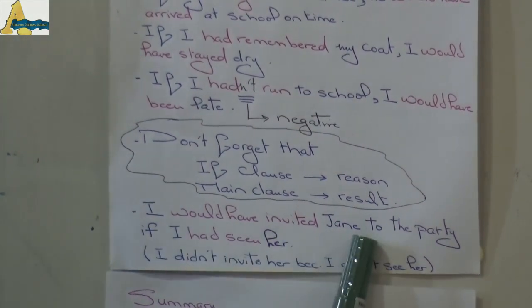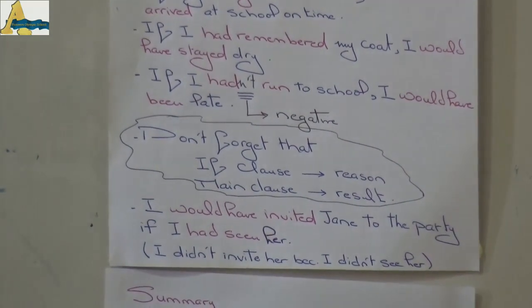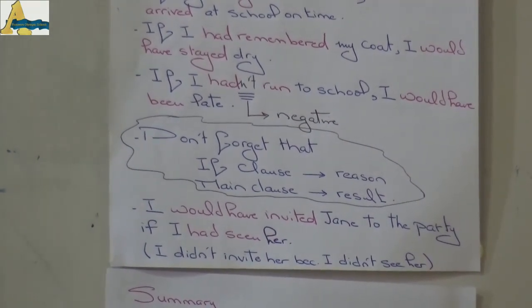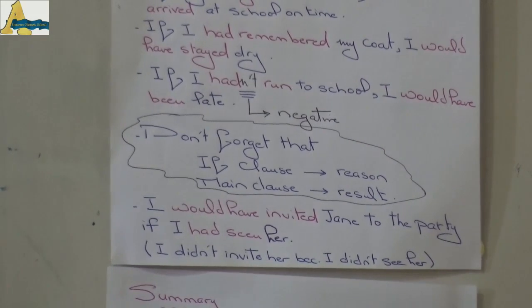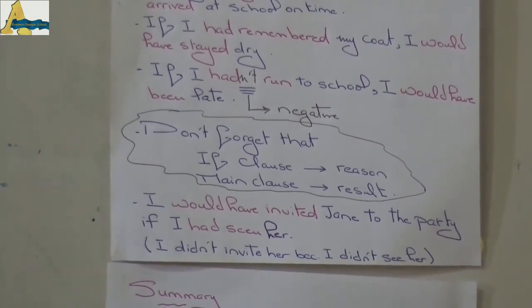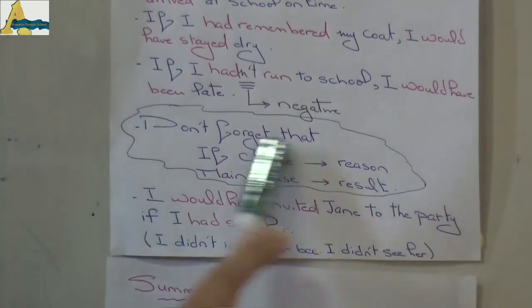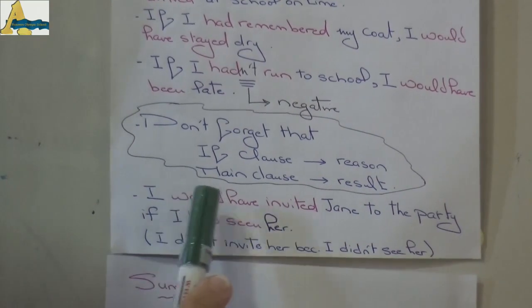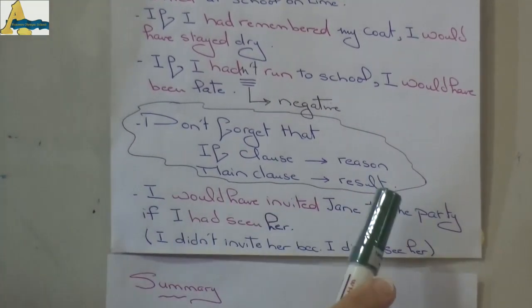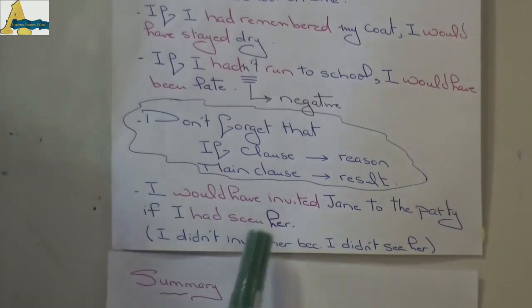I would have invited Jane to the party if I had seen her. I didn't invite her at all because I didn't see her. It's imagining something that should have happened in the past, but unfortunately it didn't. I would have invited Jane. Here I'm starting with the main clause: I would have plus the past participle, and then if I had seen her, that's the if clause having the past perfect verb.